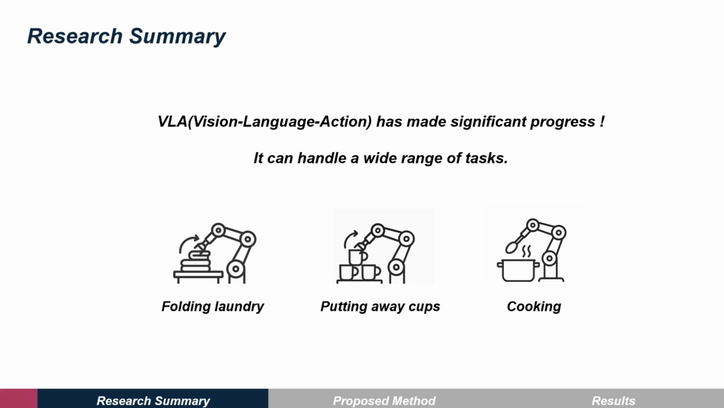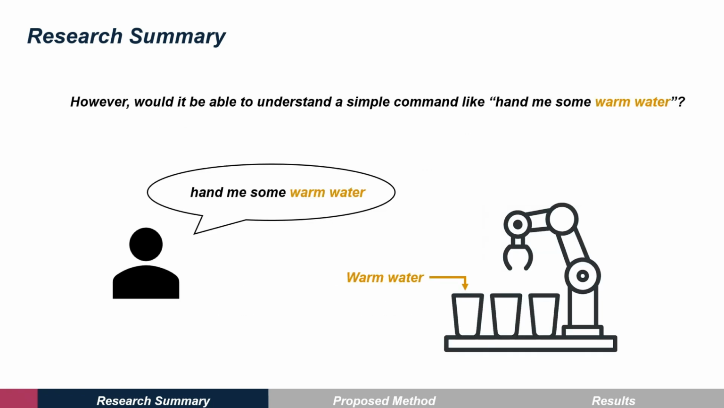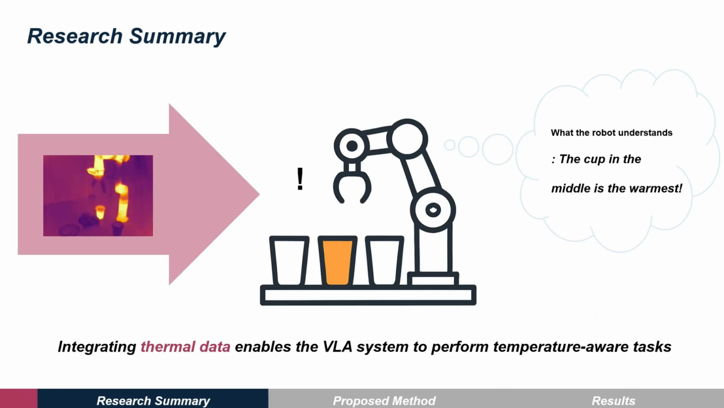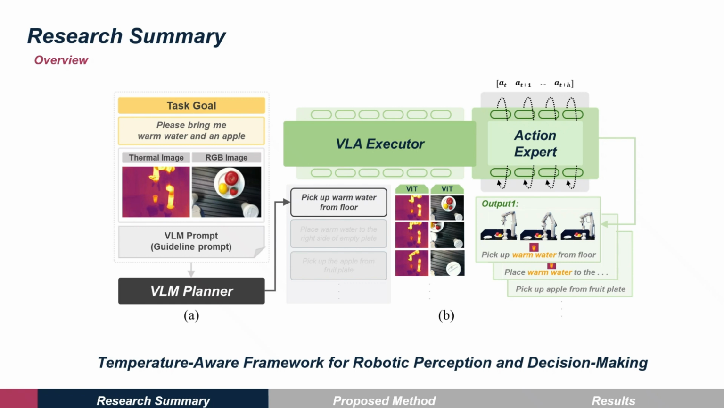Recently, vision language action models have been widely studied. They enable robots to perform diverse real-world tasks. However, what if the robot receives a command, such as, "Hand me some warm water"? The robot can only rely on the visual information of the cup. To address this limitation, we propose a novel framework, ThermoAct, which integrates thermal information.